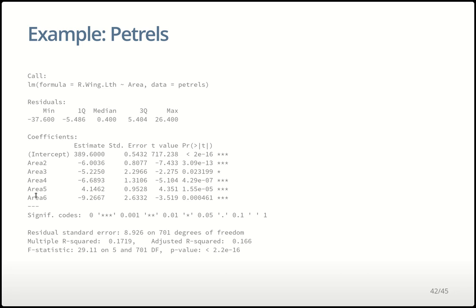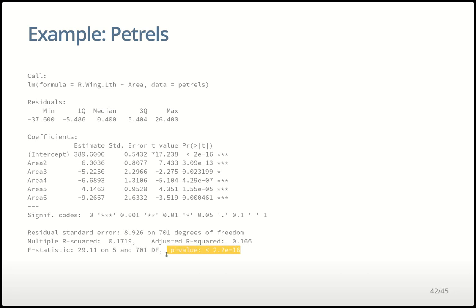One of them will go into the baseline, in this case area 1, the one that we don't see. And then each of the effects here will be the difference from area 1 to area 2. So this is saying that area 2 is 6 millimeters smaller than area 1 birds on average. Area 1 birds are 389.6. Area 5 birds are 4 units bigger, and so on.